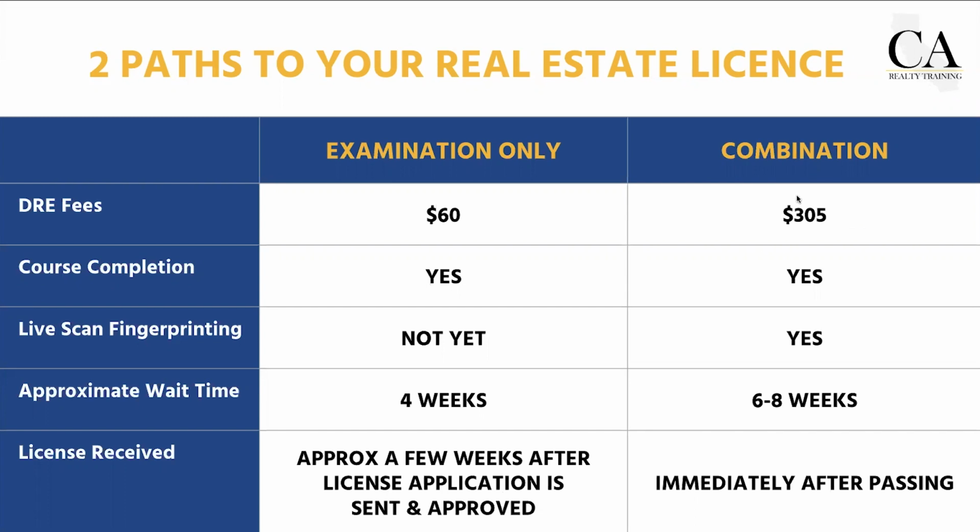Whereas the combination, yes, there is an upfront larger cost of $305. You do have to have your courses completed as well. You do also have to do your live scan and background check before applying. There is a little bit more time of waiting for the application or the exam date. But after you pass the exam, you're immediately ready to go sign with a brokerage. So overall, combination is recommended. It's going to save you a bit of time. But if you can't, you have that examination only option as well.